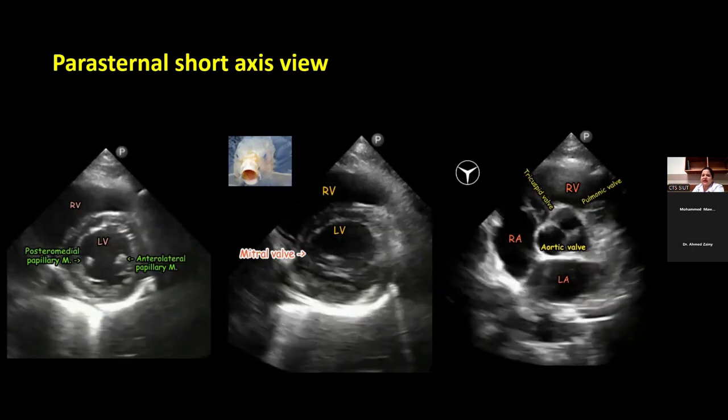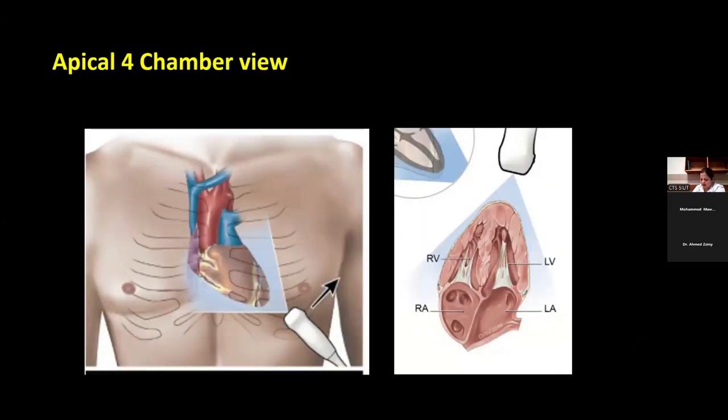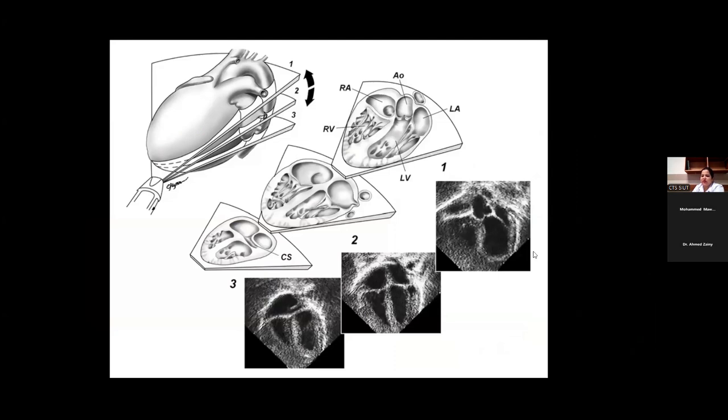This is the apical four chamber view, and in the apical four chamber view, you place the probe at the fourth intercostal space. You position the patient left lateral, and point the cursor towards the axilla, and then you will have this type of image. And from here you can make the four chambers.